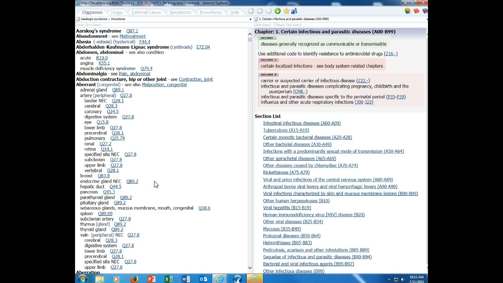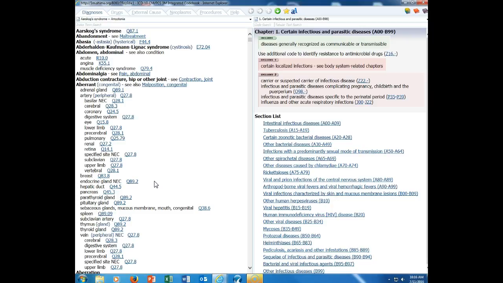So if the physician tells you that the patient's HIV positive, or that they have AIDS, or they have an AIDS-defining illness, you can code from that. You don't have to have the results of the actual lab testing in the chart.